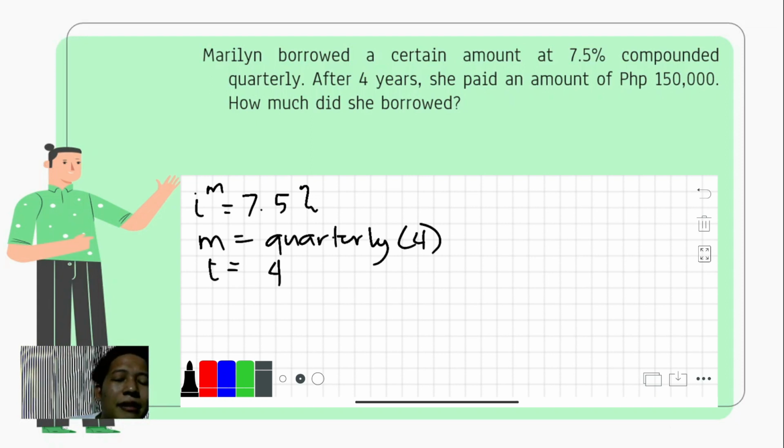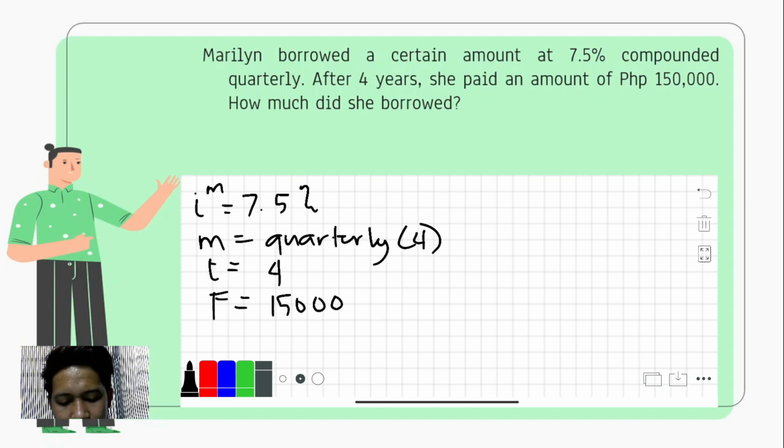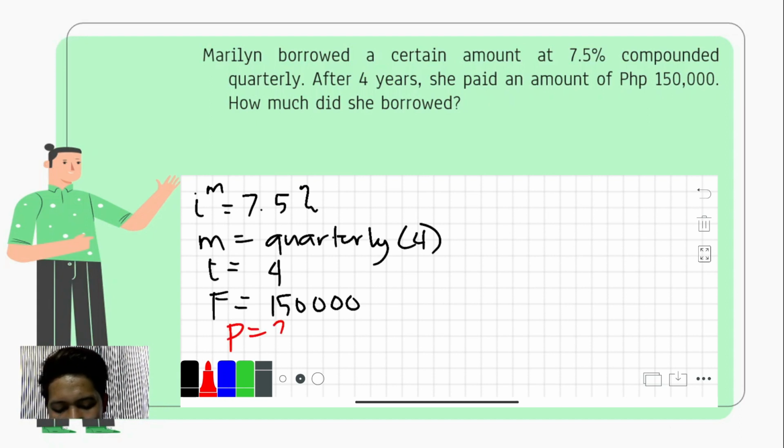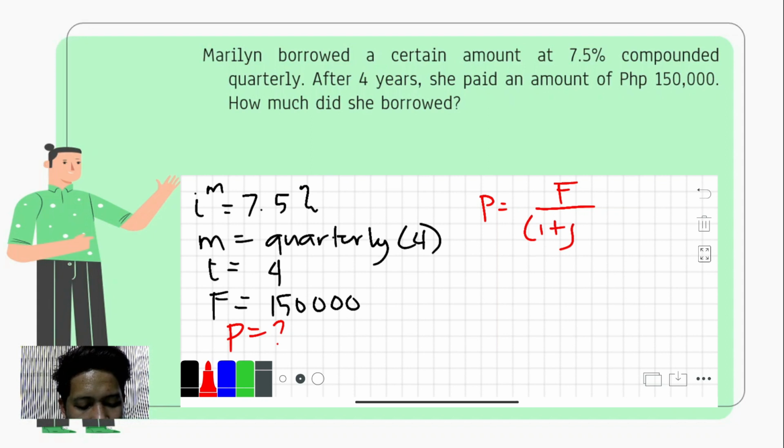She paid an amount of 150,000. So, if she paid an amount, ibig sabihin yun yung ating F or future value, we have 150,000 pesos. So, how much did she borrow? So, ang hinahanap natin is our present value. Okay? So, in getting the present value, again, we will use the formula P equals F over 1 plus J raised to N. Okay? So, hindi pa natin alam kung ano ang value ni J, so yun muna yung hanapin natin.